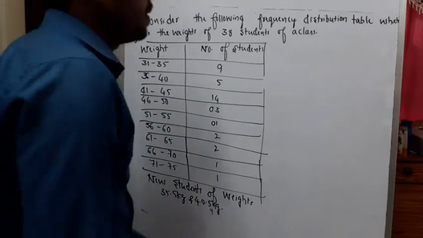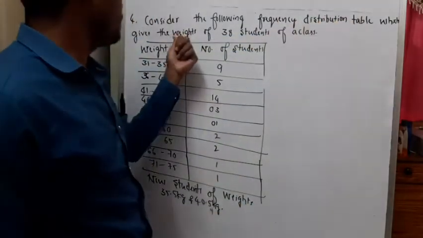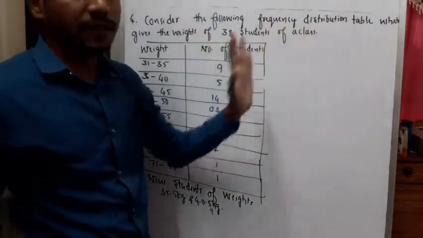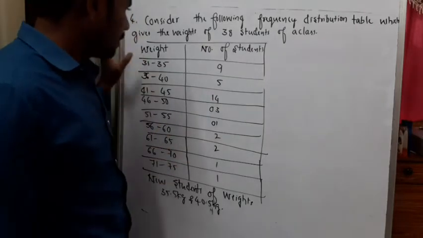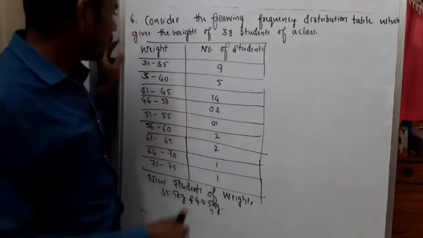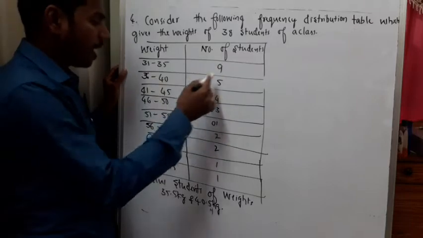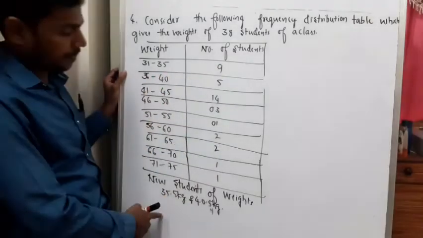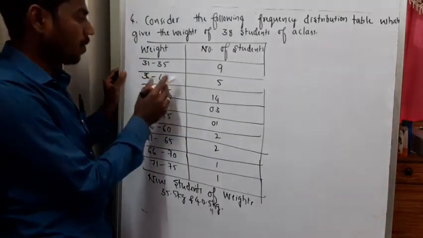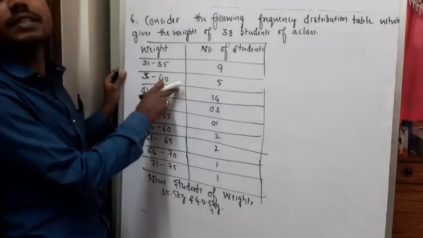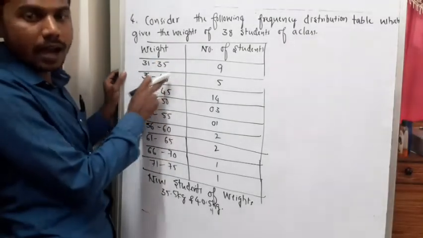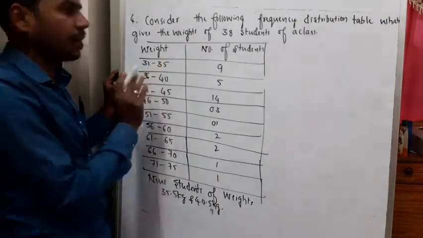Consider the following frequency distribution table which gives the weights of 38 students of a class. See, this is a table they have given. The weights are from 31 to 35, 9, like this they have given the table. The class intervals, 31 to 35, 36 to 40, are not continuous. There is a gap of 1.